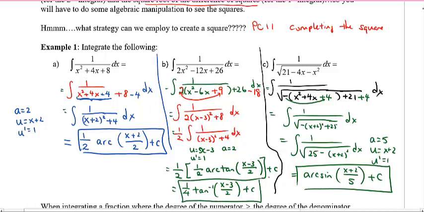There you have it. Using this idea of completing the square to transform the denominator into either the sum of squares or the square root of a difference of squares, and then just go ahead and apply the formula for arcsine or arctangent. Bam! You're done.